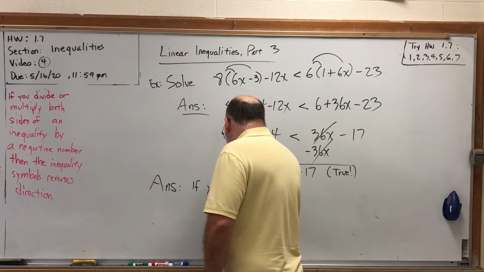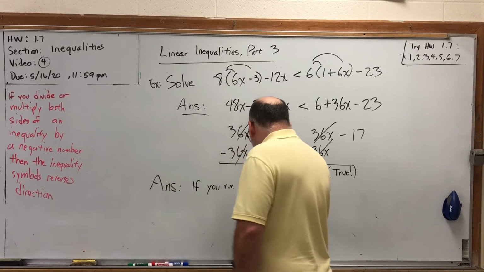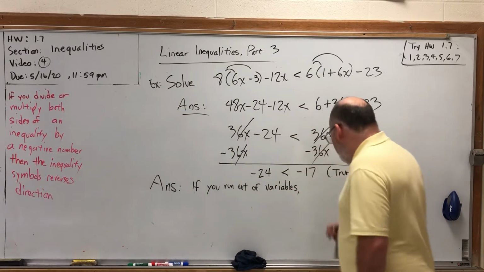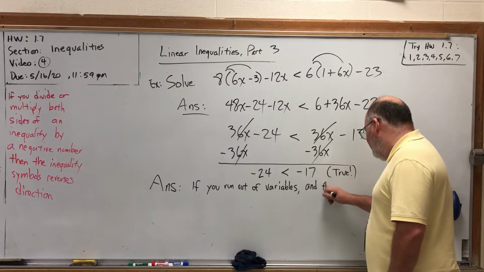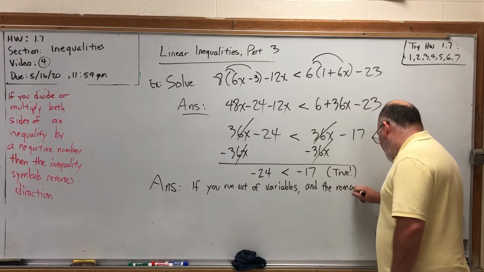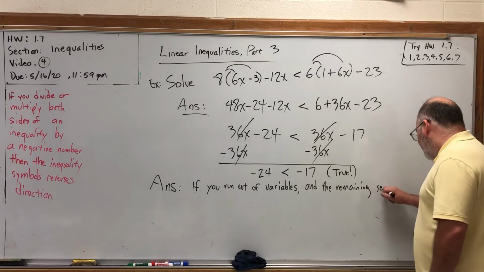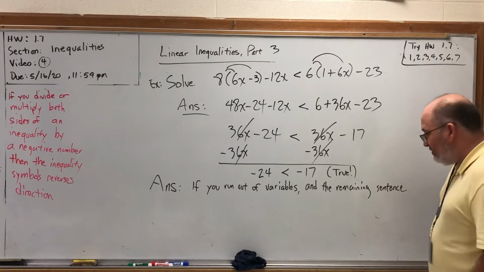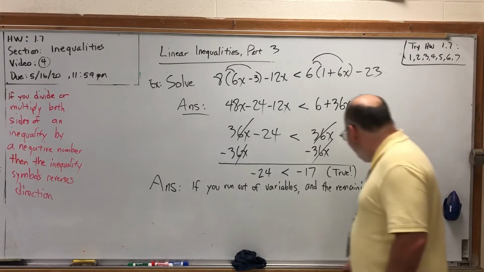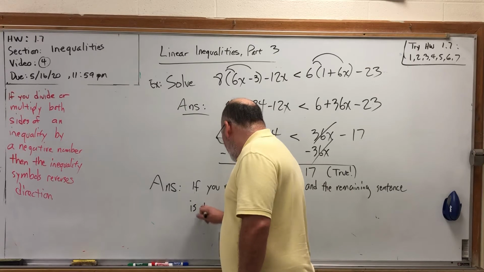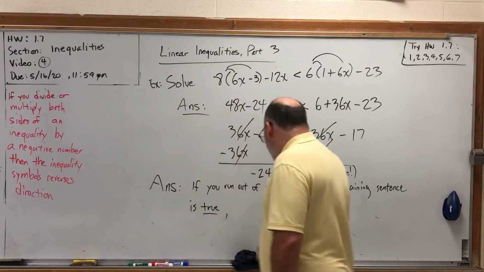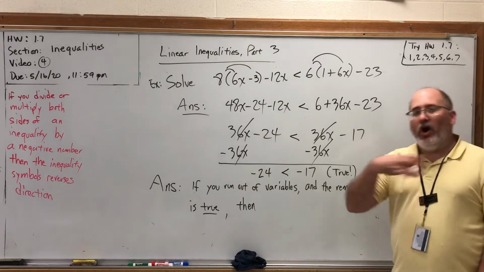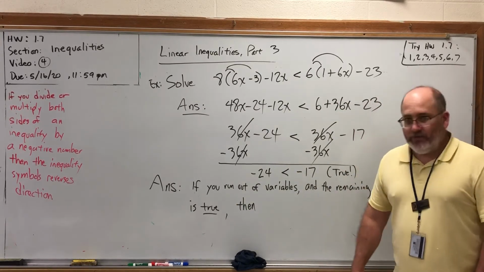If you run out of variables, which I just did, I ran out of x's, and the remaining sentence is true, and the remaining sentence, and it is a sentence, it has a verb and a subject and all those good things that sentences have, and the remaining sentence is true, emphasis on the word true, then that means that the original inequality is always true. X can be anything you want it to be.